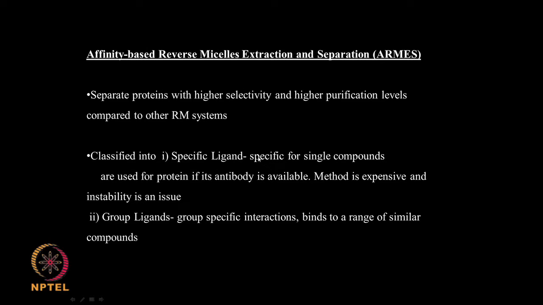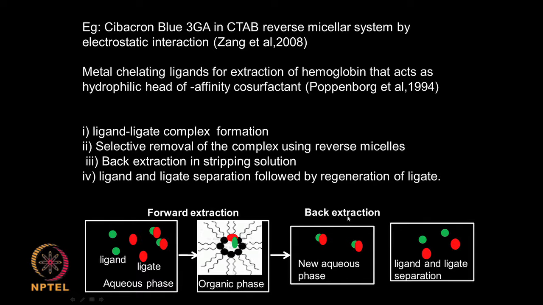This can be a specific ligand, specific for single compounds, for example if an antibody for the protein is available. It's very expensive. Group ligands, that is group specific interactions, bind to a range of similar compounds. For example, metal chelating ligands for extraction of hemoglobin that act as hydrophilic head of affinity co-surfactant, that is one idea. So ligand complex formation, then you have selective removal of the complex using reverse micelle, then back extraction in stripping solution, and then you have to separate the ligand and the ligate, that is very important.